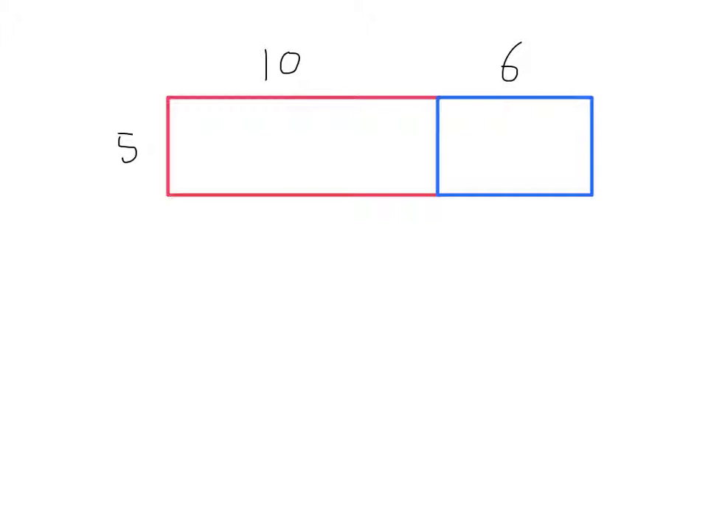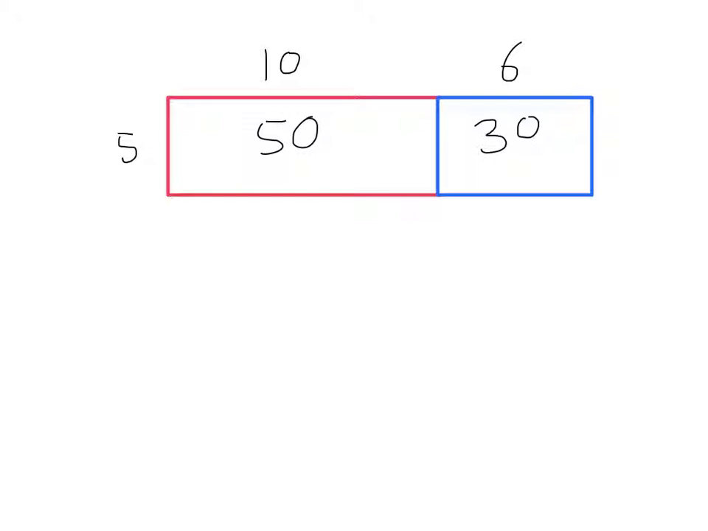The first way is to work out the area of the red room by multiplying 5 and 10 to get 50 square units. The second way is to multiply 5 and 6, which would give us the area of the small room, which is 30 square units.